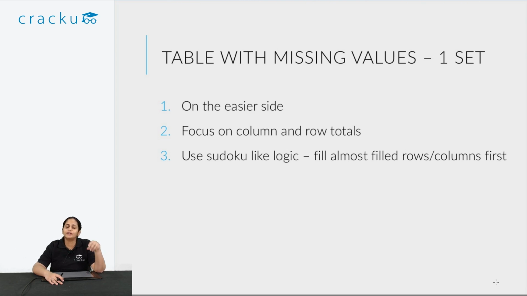If a row is almost filled, focus on that row so that you completely fill it, and that will help you fill the remaining entities. Similarly, if you see a column that is almost filled, fill that column first. Focus on the row totals and column totals, write them down so that they act as a guide to figure out how many elements are remaining to be placed. It is a pretty simple set to solve if you follow a methodical approach where you write down the table, the column totals and the row totals, and you try to solve, okay, in this row everything is filled except this particular cell.